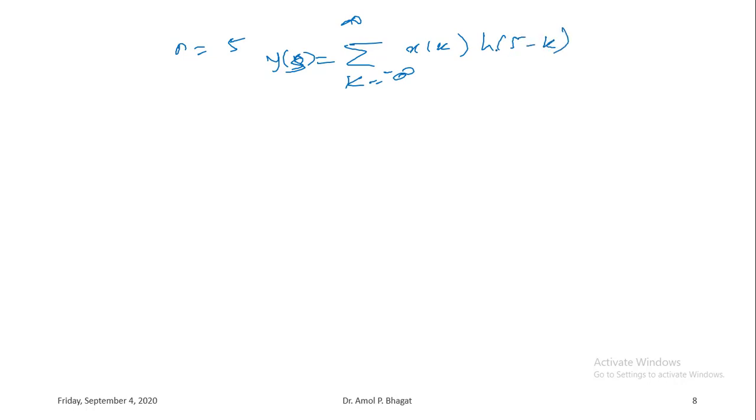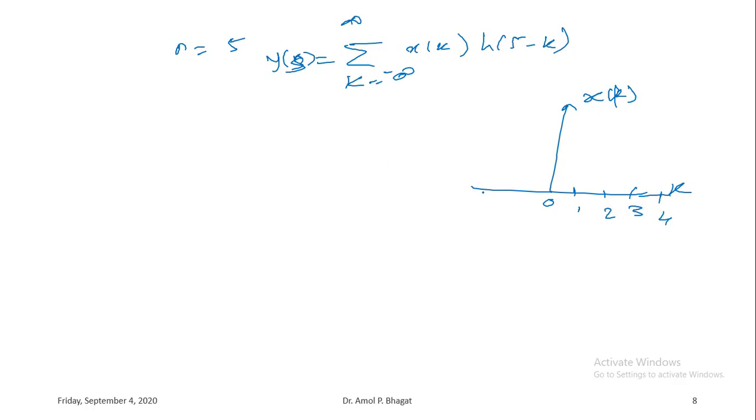So again here x of k is the same sequence, right? Okay, so 0 1 2 3 4.